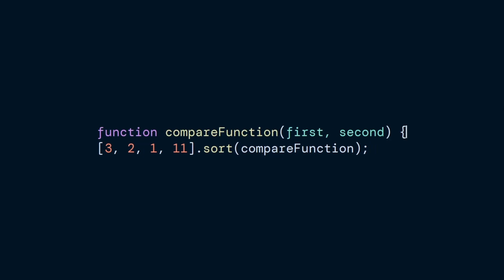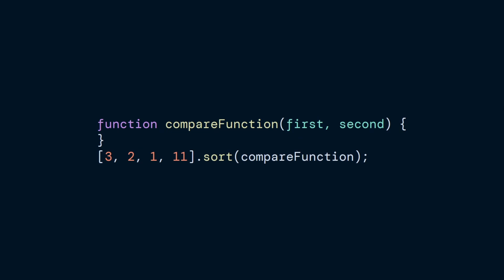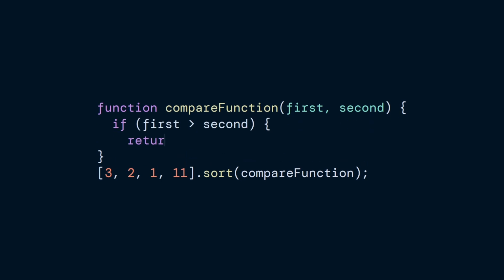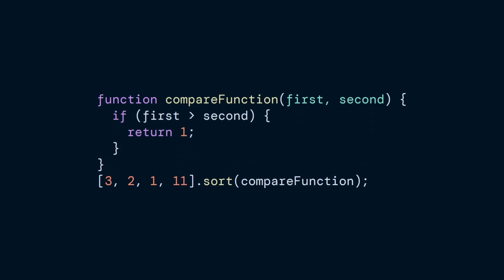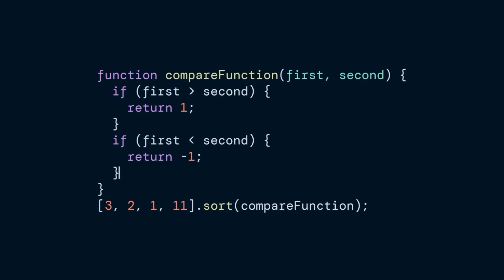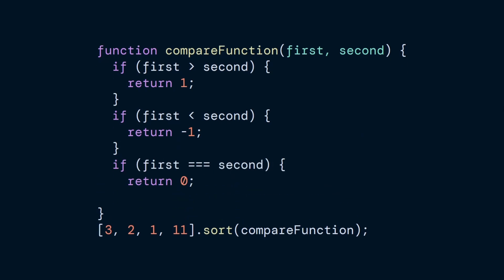The proper way is to provide your own compare function, which will be called every time the sorting algorithm needs to compare two elements. This compare function should take two arguments, both of the elements of the array, and it should return a positive number if the first one is larger than the second one, a negative number if the first one is smaller than the second one, or 0 if they are equal.